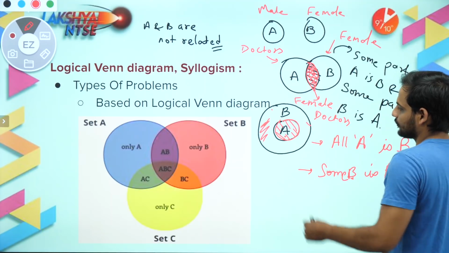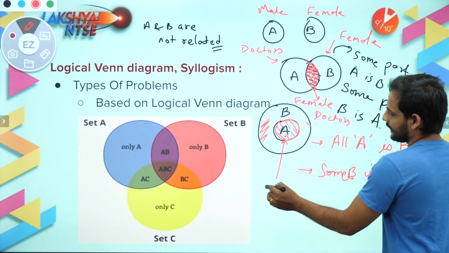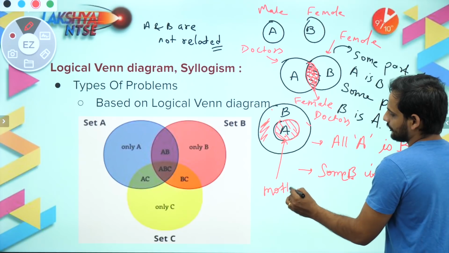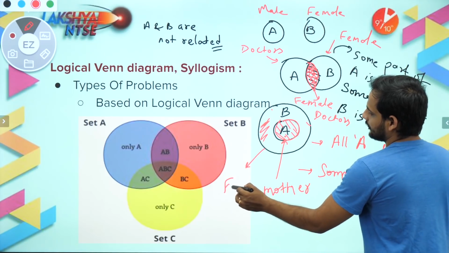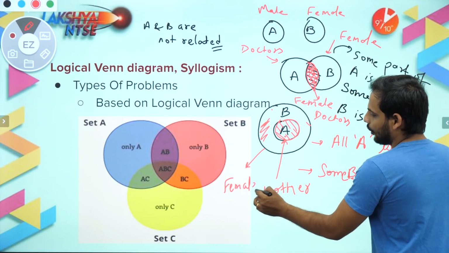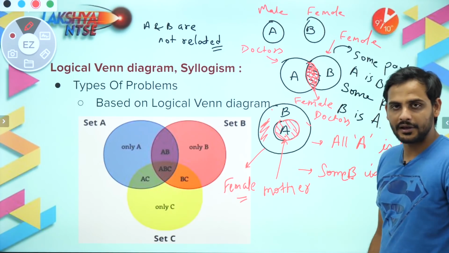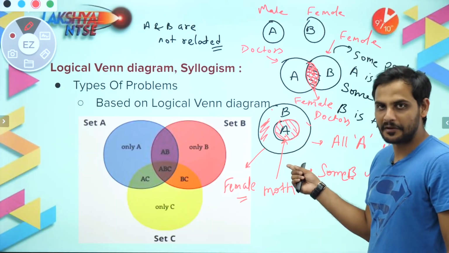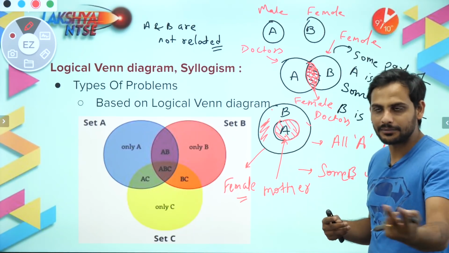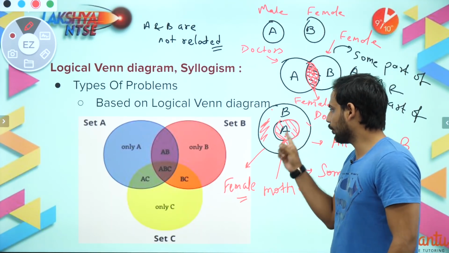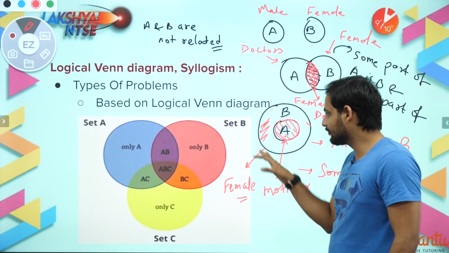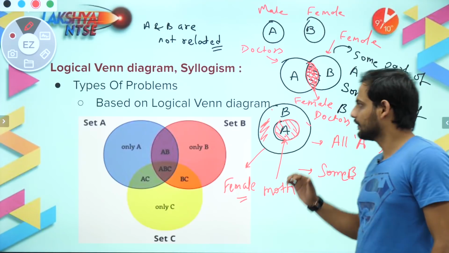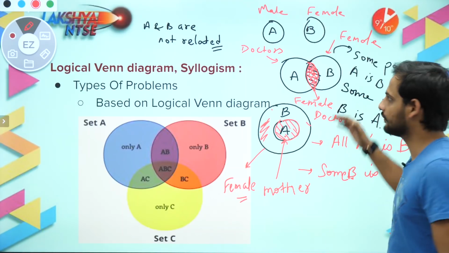And let us say here, बच्चों, A is mother and B is female. Now all the mothers have to be female, but all the females are not necessarily mothers. Okay, all females are not mothers, right? So I can say all mothers will come inside female, but all females will not be mothers. So this is how the relation is shown using a Venn diagram.